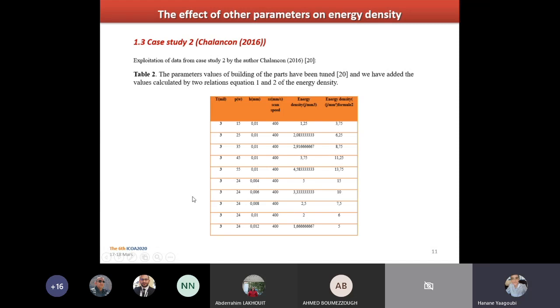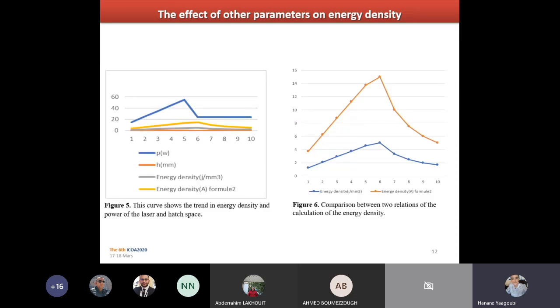So in the second case study, this work is from Tronco in 2016. Table 2 shows the parameter values of building of the part, and we have added the values calculated by two relations, equations 1 and 2 of the energy density. And as the result, figure 5 shows the trend in energy density and power of the laser and hatch space. And figure 6 shows the comparison between two relations of the calculation of the energy density.